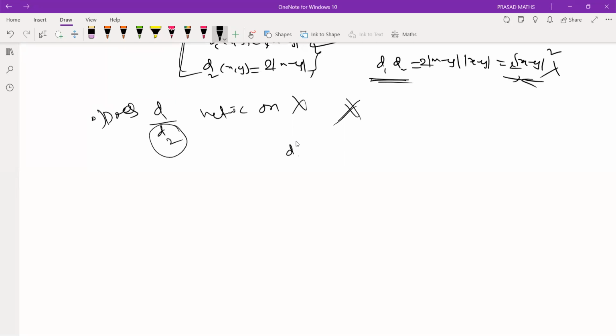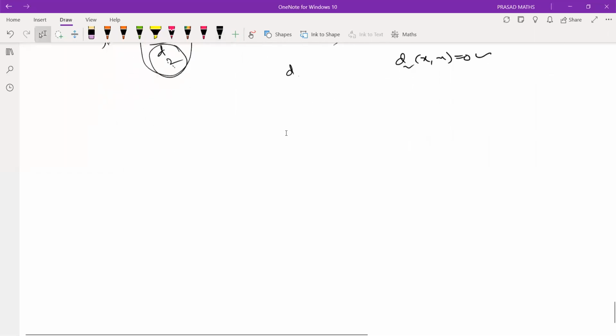So what you have seen is that the sum of two metrics is always a metric, the difference of two metrics may not be a metric, the product of metrics may not be a metric, and the quotient of two metrics need not be a metric. In fact the quotient is not meaningful because d2 can be 0. When you take x comma y where both are the same, d2 is 0, so the quotient may not be meaningful here. Therefore it is not a metric.